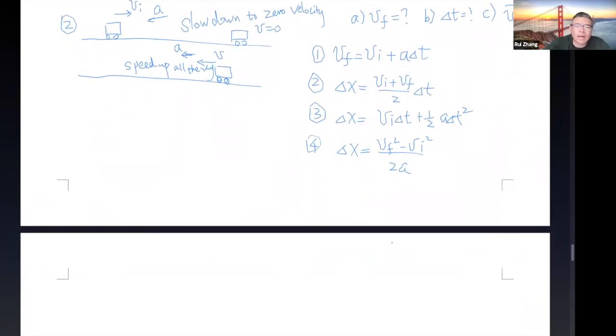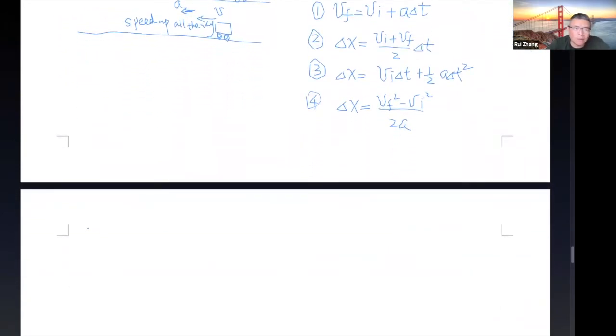Now there are two ways to do it. One is you start from the formula. This is about part A. The formula I give you is this. If you want to solve for VF, the unknown, you want to put VF on one side and everything else on the other side. So multiply by 2A on both sides. I have 2A delta X equal to VF squared minus VI squared, and then move this term to the left. In the end, you have VF squared equal to VI squared plus 2A delta X. This is actually the way I prefer.